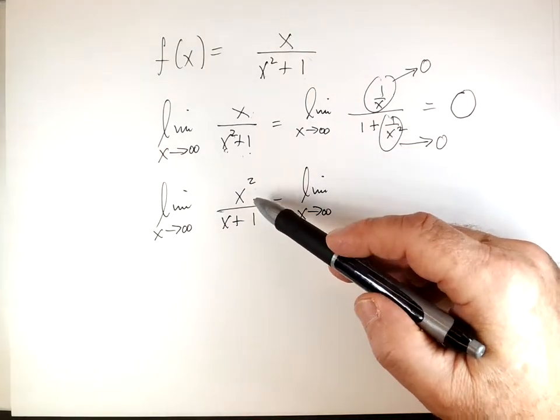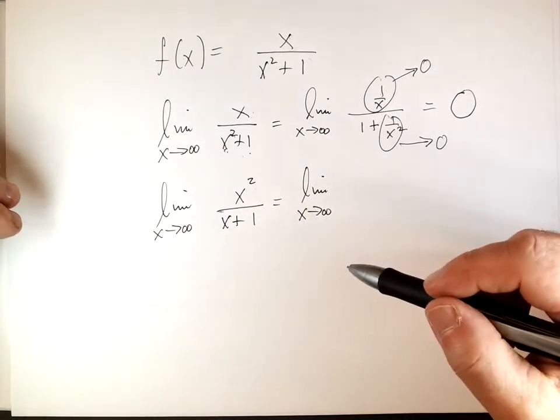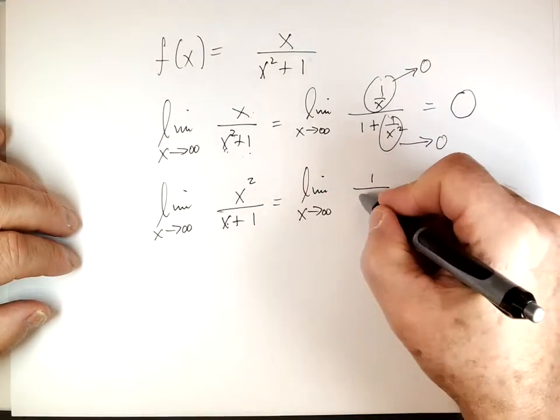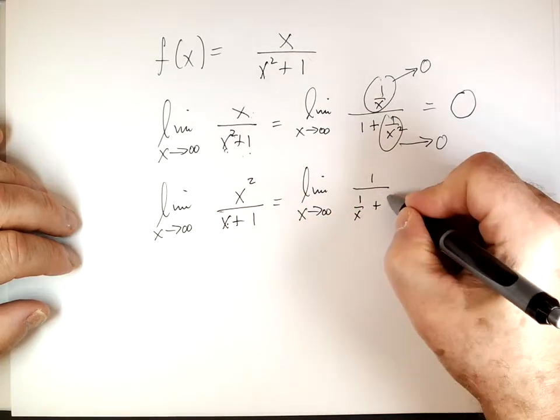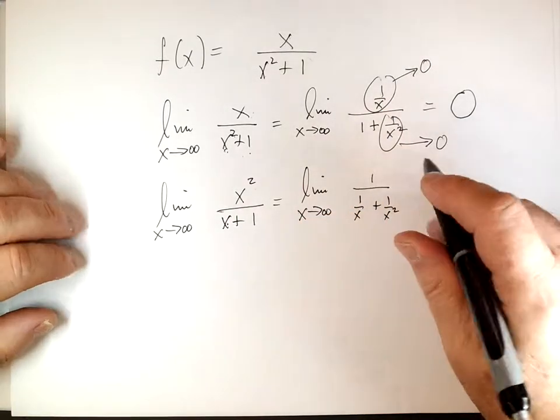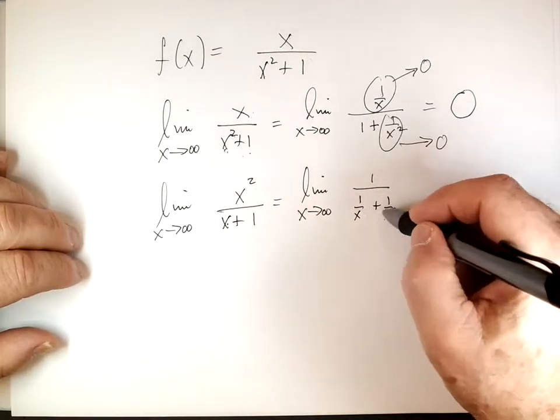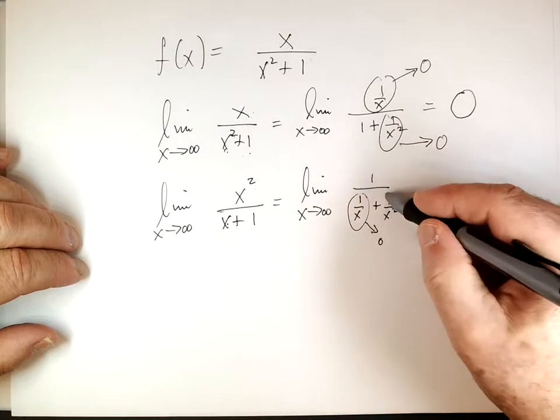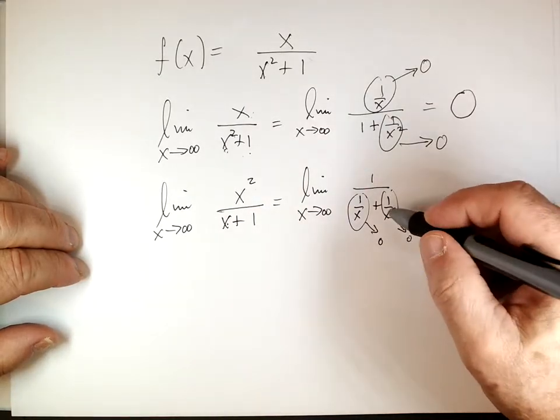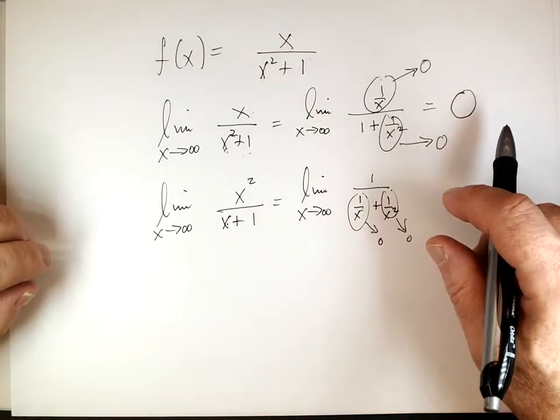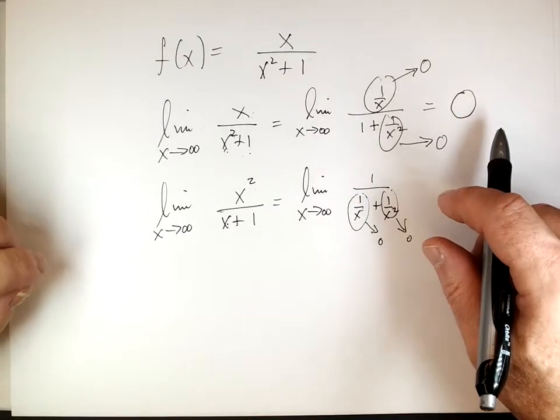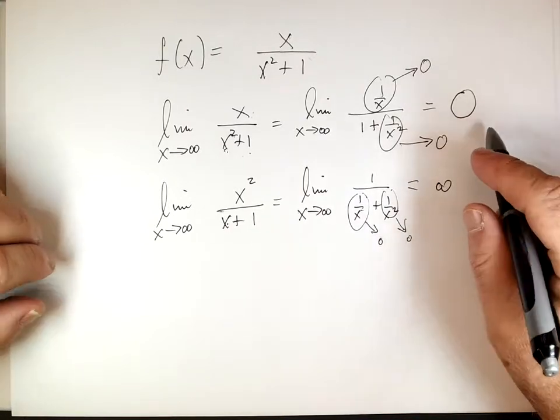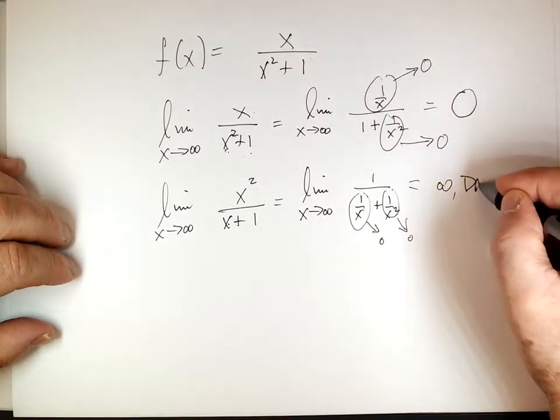I'm going to divide numerator and denominator by x squared. I'm going to get a 1. Divide by x squared. Divide by x squared. Now, this is stuck at 1. It's not going anywhere. What happens down here? As x goes to infinity, this is going to go to 0. As x goes to infinity, this is going to 0. We have a denominator heading towards 0. That's undefined. And this is going to go to infinity. It's going to increase without bound. That limit will not exist.